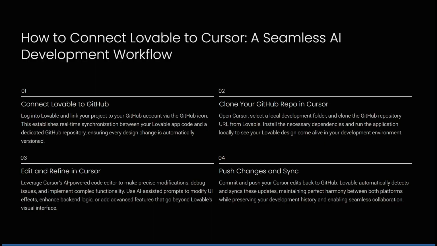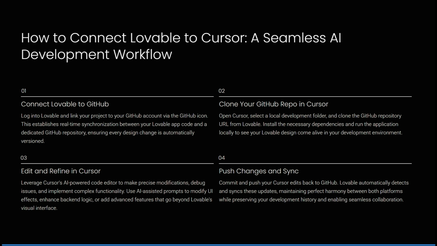Today I'm going to show you how you can connect Lovable to Cursor. Right, so the first step to connecting Lovable to Cursor is to connect your Lovable to GitHub. Now, I have covered that in another video, but the steps are pretty easy. All you need to do is log into your Lovable and link your project to your GitHub account via the GitHub icon, which you'll find in settings.